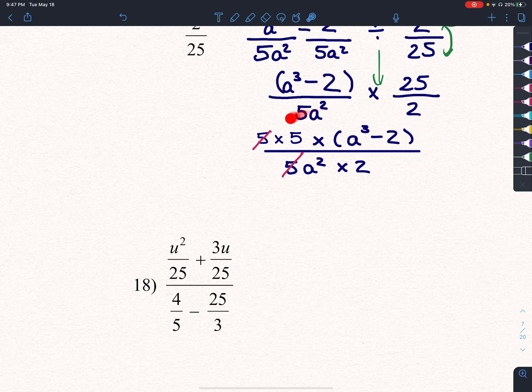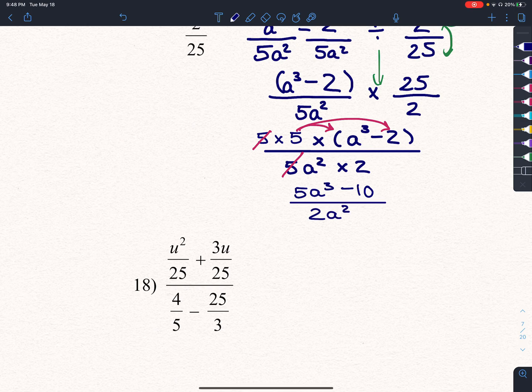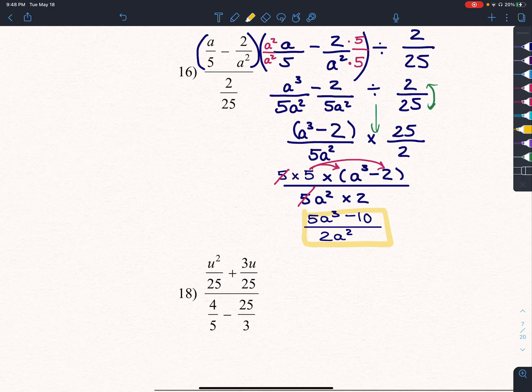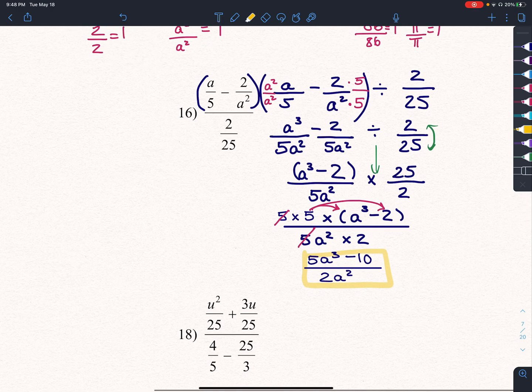And then we have this mostly simplified expression. Now that we've taken that 5 out, we can multiply this in, and we will have 5a cubed minus 10 over 2a squared. And that is our simplified expression. So that was just to show how to manipulate these and simplify them.